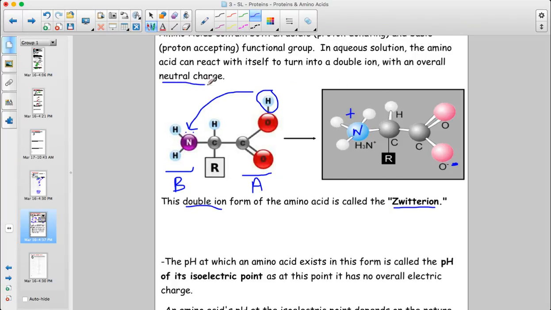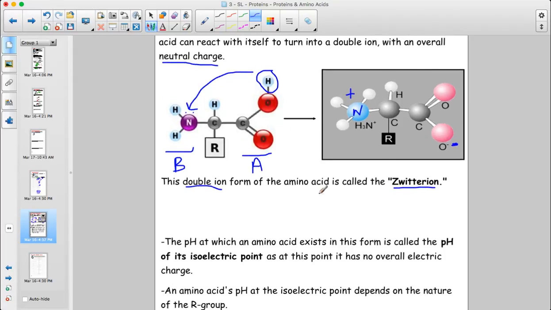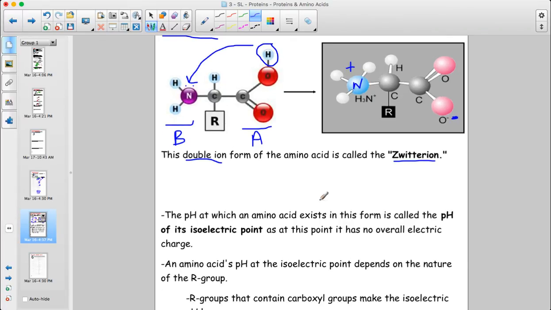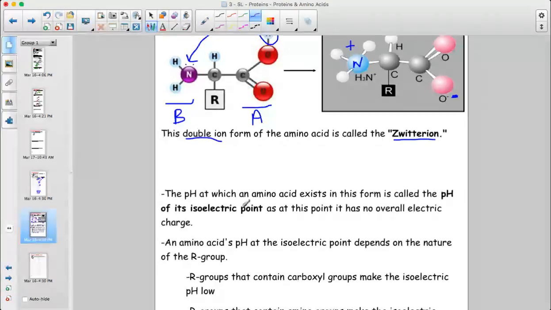Now, notice that because it has a positive and a negative charge, overall, it actually has no charge. So it's very, very odd. It's a double ion that has overall no charge. That is the Zwitter ion. Now, when the heck will this amino acid actually exist like this? Well, it turns out that for every amino acid, there is a particular pH value when it will exist in this form. And that is known as the pH of its isoelectric point.